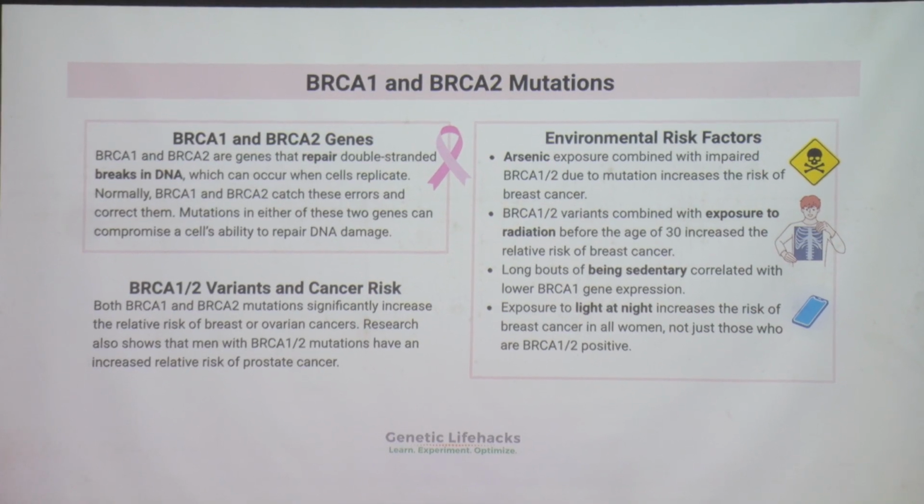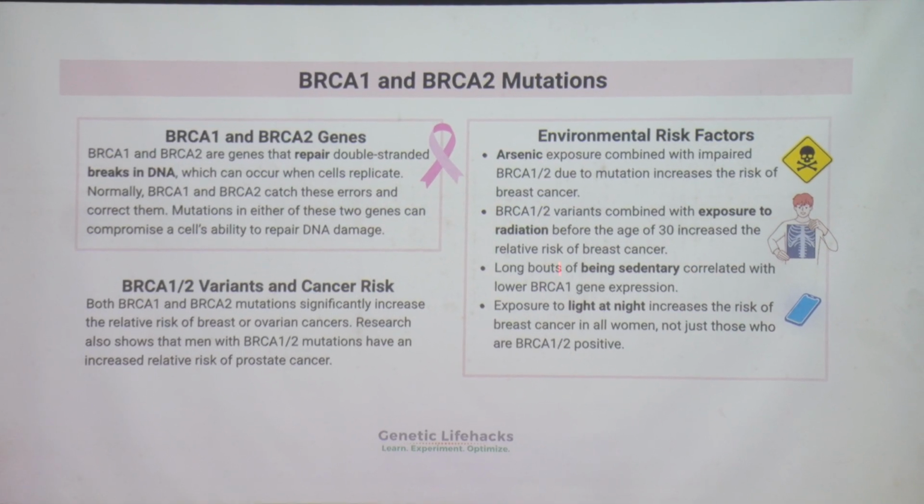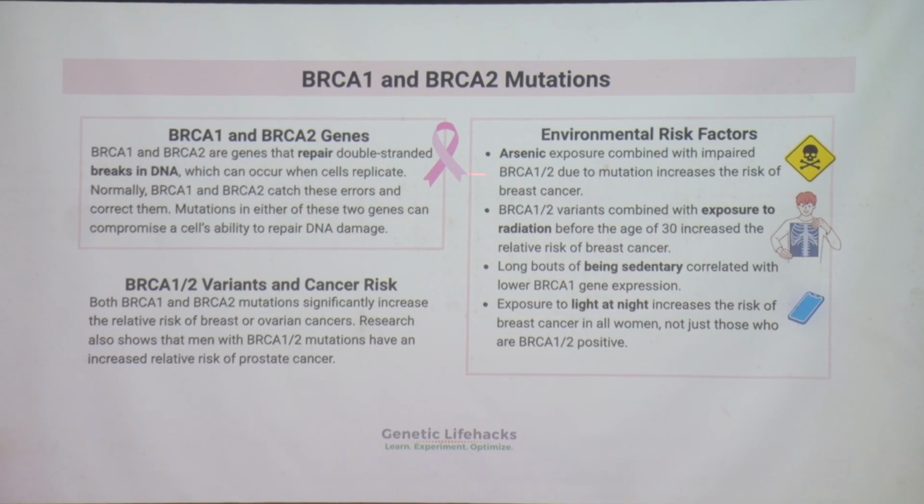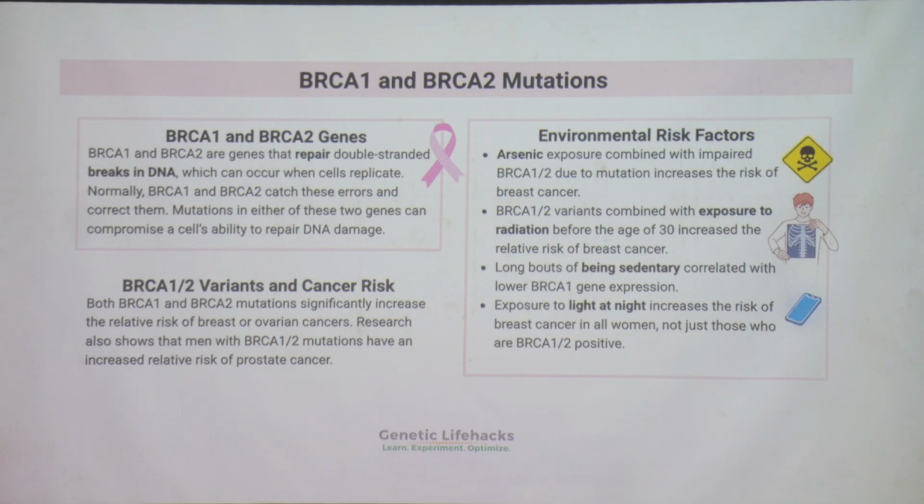Okay, so there are environmental risks also with impaired BRCA1, BRCA2. Why environmental risk? Because the environment can break your DNA, right? If you're exposed to wrong things, chemicals or extremely bright sunlight for very long, all these things lead to DNA damage. If BRCA1, BRCA2 are absent, that is a very serious thing. Okay. And even long bouts of being sedentary correlate with lower BRCA1 gene expression.